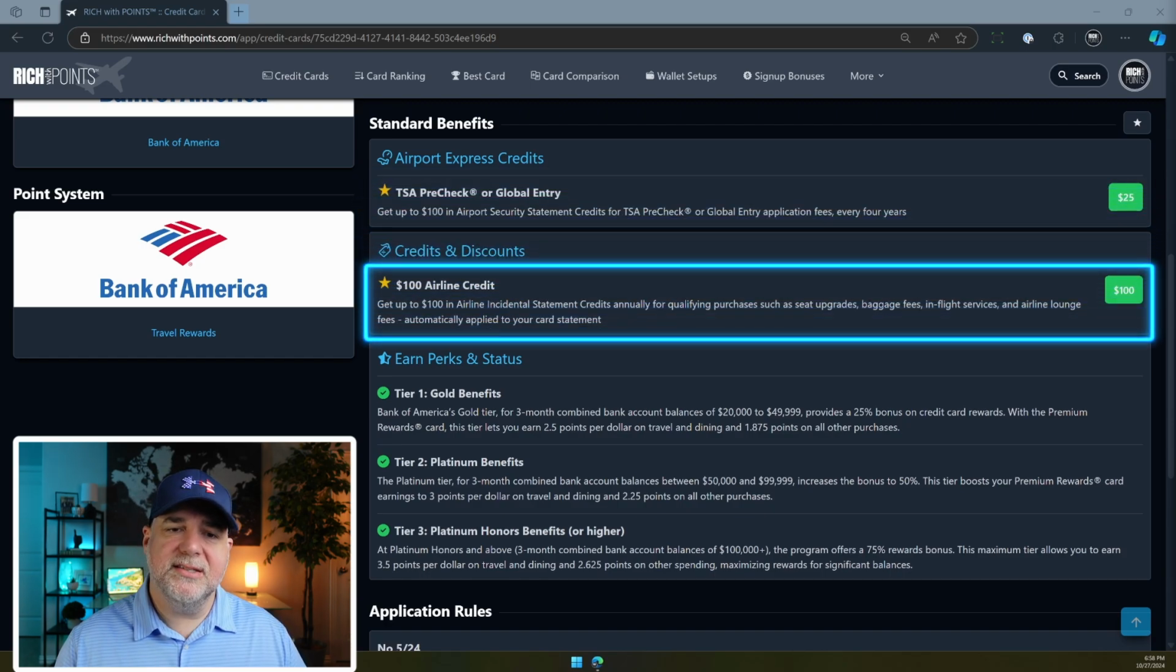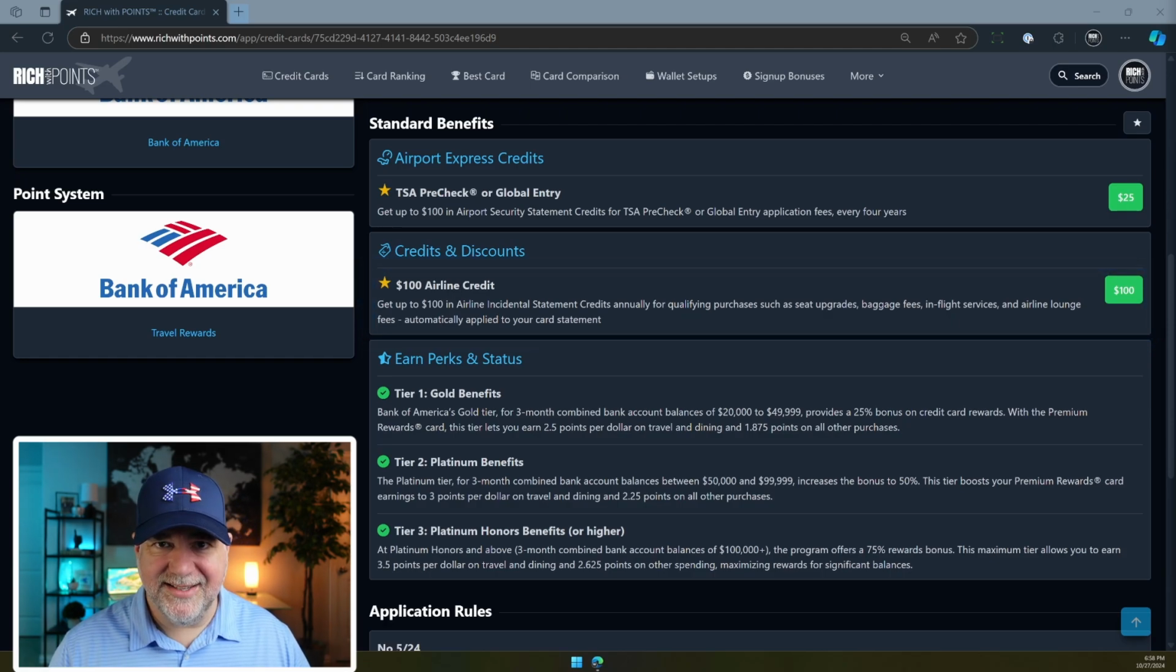Where it differs is instead of the $300 airline credit, you only get a $100 airline credit. But since the cost of ownership of the card is so low, it's only $95 instead of $550, that $100 goes a long way and covers your entire annual fee plus an extra $5. And if you're using the PreCheck, you get $25 on that. That's where you get the $30. However, no lounge access on this card. So that's really the only big difference, is you're not getting lounge access, but it's way easier to recoup that annual fee.